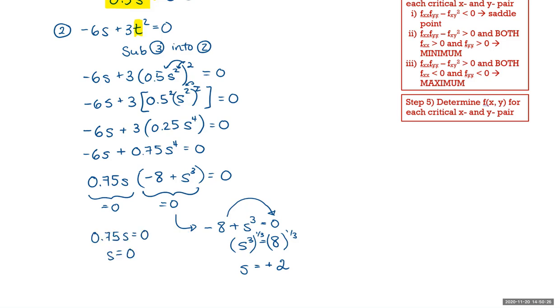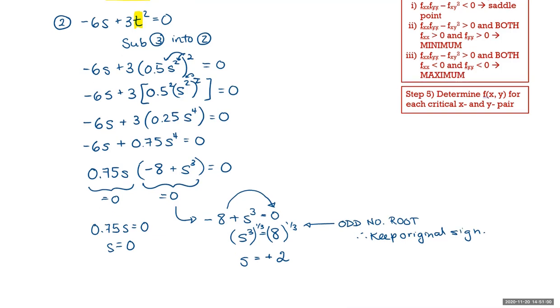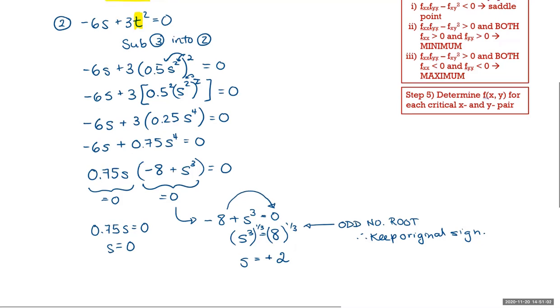Only plus. And the reason is I have an odd root, so we keep the original sign. The plus or minus thing only happens when we have an even number root: 2, 4, 6, 8. Okay? So now I know what s values would satisfy this system of equations.